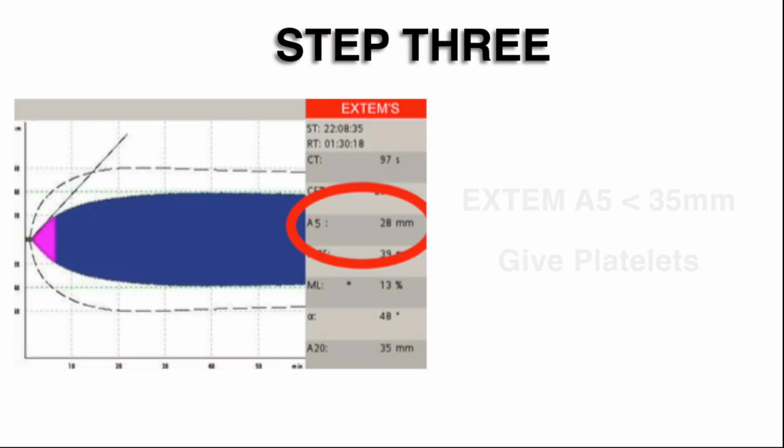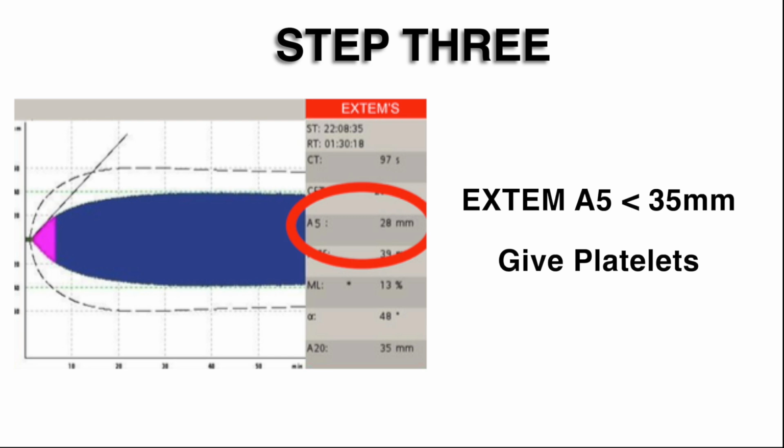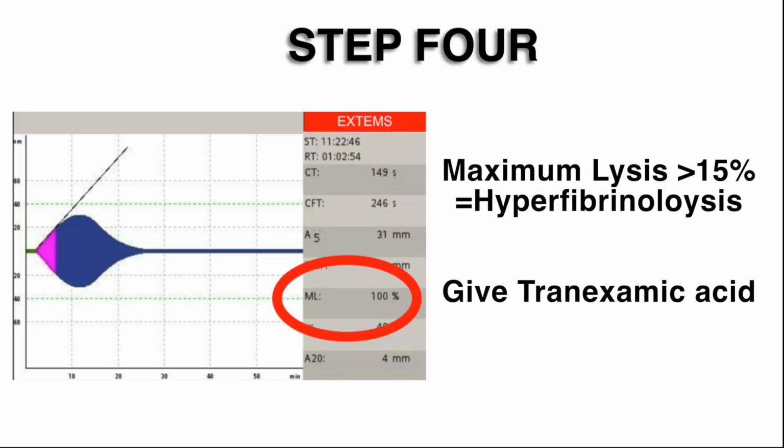Step 3. Look at the XTEM A5. If that's less than 35 millimeters, consider platelets. Normal, then good clot strength. Finally, step 4, check the maximum lysis. Greater than 15%, consider tranexamic acid. Normal, no fibrinolysis.